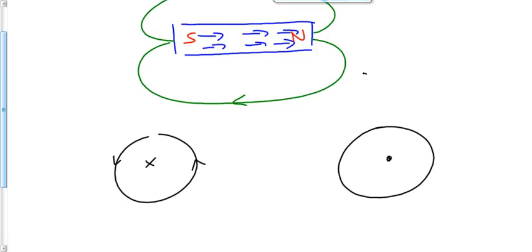Thumb in the direction of the particle, which is, in this case, out of the plane of the page. For me, it's toward the back of the room because my page is vertical. For you, it's toward the ceiling because your page is horizontal. Thumb, fingers, you're going to go counterclockwise again. In both cases, counterclockwise.